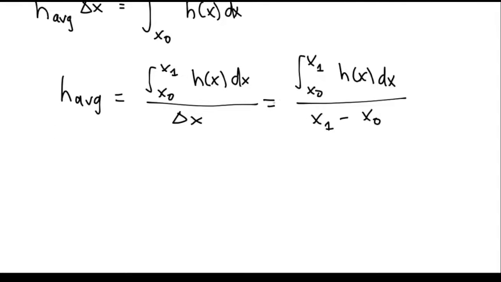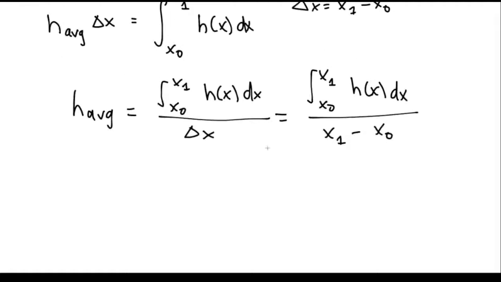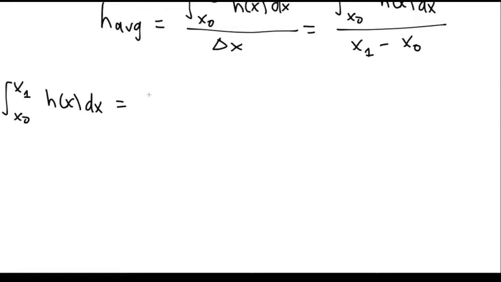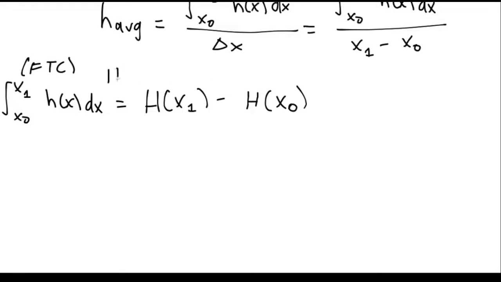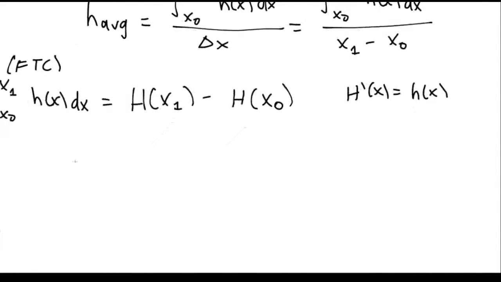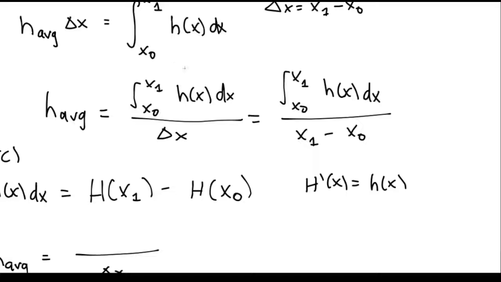So now if you were to apply the fundamental theorem of calculus to this definition, you get something very interesting. So let's just take a look at this numerator. This right here is just plain old fundamental theorem of calculus. I'll just abbreviate that as FTC. And of course, this big H is basically an antiderivative of the small h, and so that's what we've written here. And so at this point you can say h average is, I'll write delta x from now on, but you just know that it's the same as the x1 at the top minus x0 at the bottom.